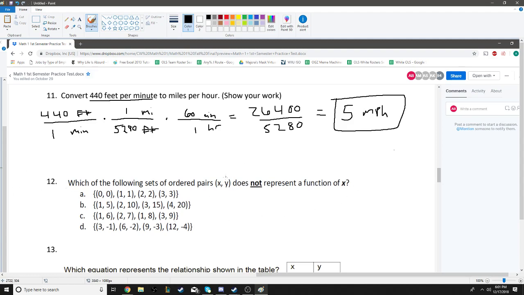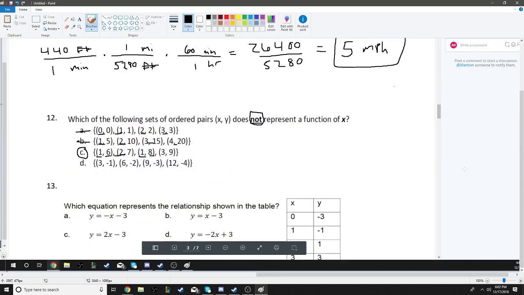12. Which of the following sets of ordered pairs does not represent a function? Not. Be careful with the not. So remember, you want to look for x values that repeat. 0, 1, 2, 3, no repeat. 1, 2, 3, 4, doesn't repeat. 1, 2, 1, ooh, let's look at this. 1 goes to 6, 1 goes to 8. The same number can't have different y values, so your answer is C.